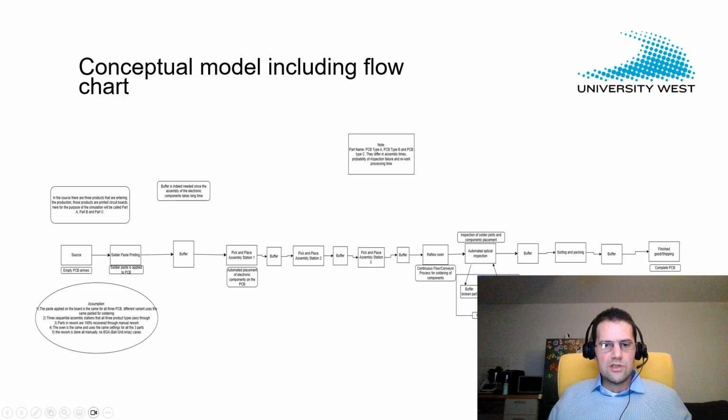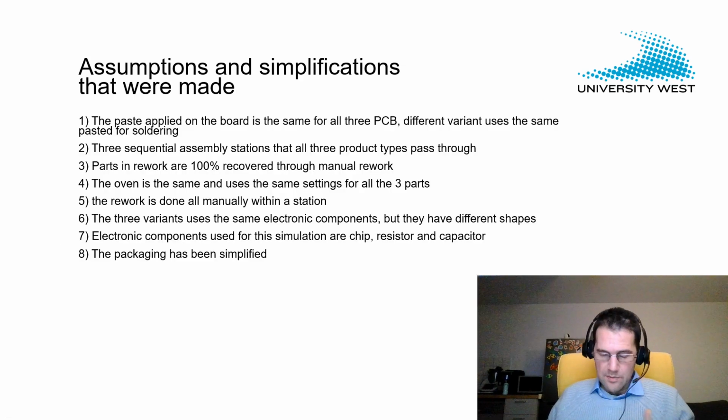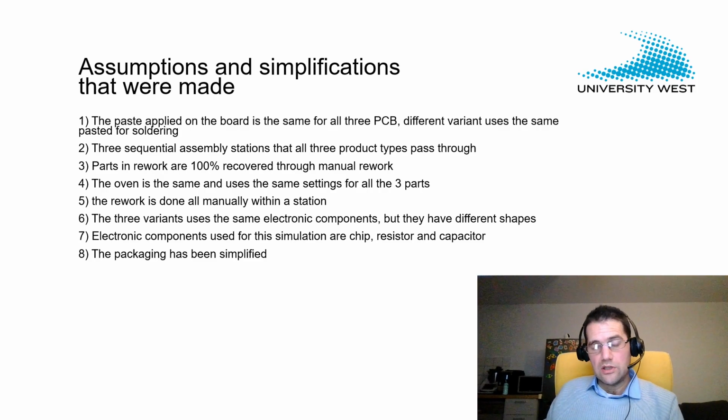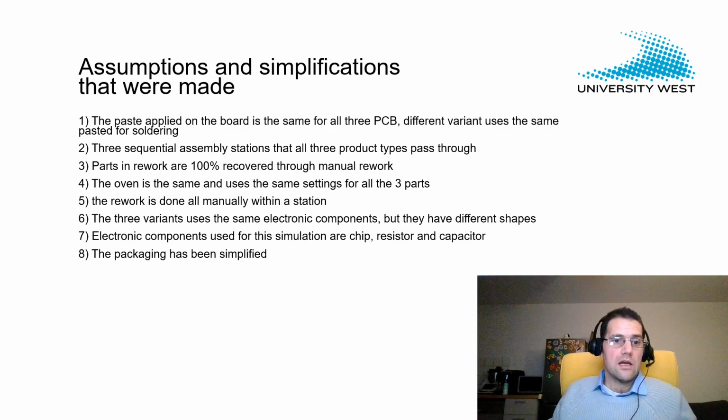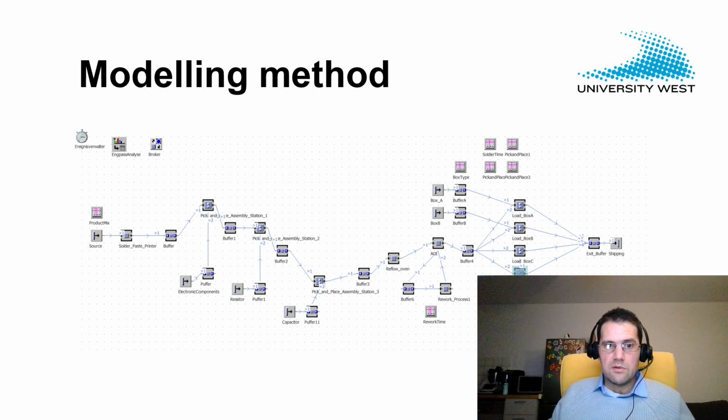Another assumption that has been made is that the process is the same applied to all the PCBs. More or less, the three types of PCB have different shapes. Let's suppose there are some simplifications. The three components are chip, resistors and capacitor, and the packaging assembly has also been simplified. So here we go.